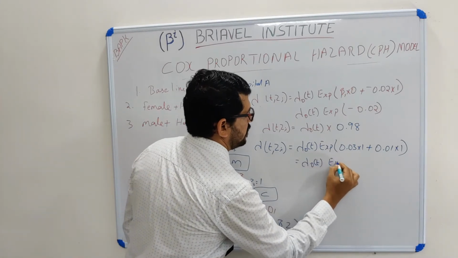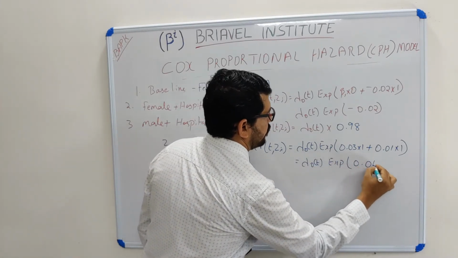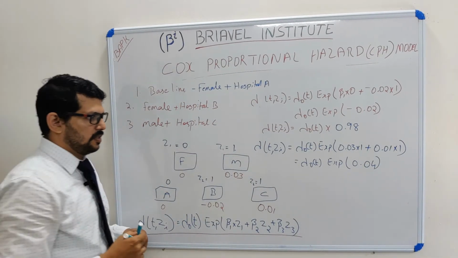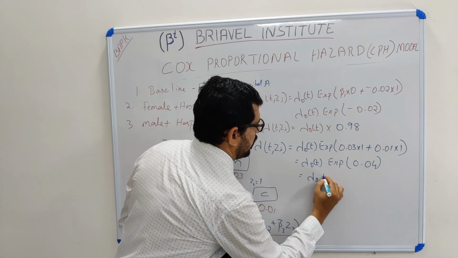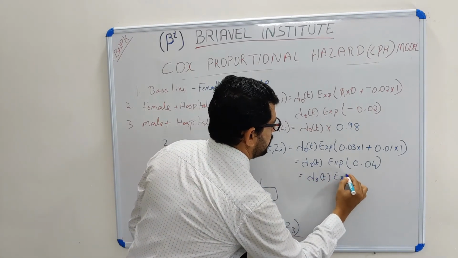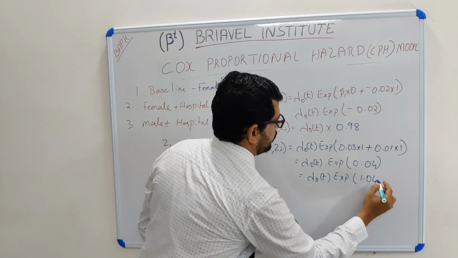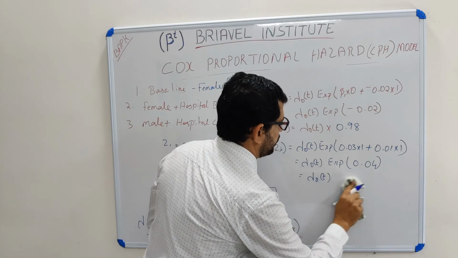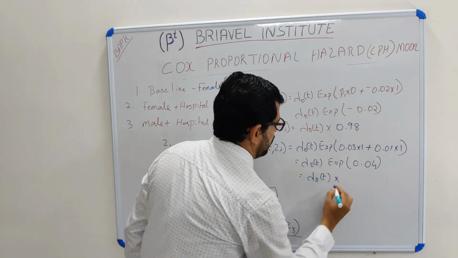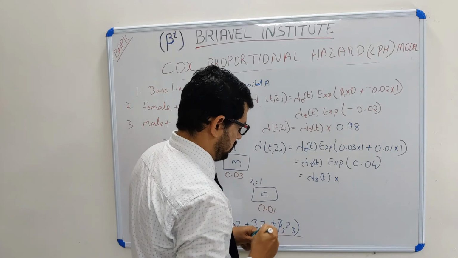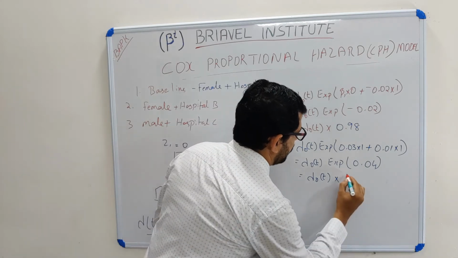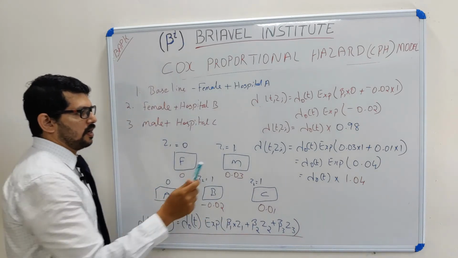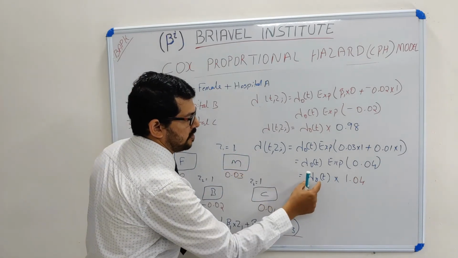So what did I get? Lambda 0 t exponential 0.04. This value is equal to lambda 0 t exponential 1.04. Exponential 0.04 is equal to, we will get, 1.04. So what happened? My hazard rate is increased.